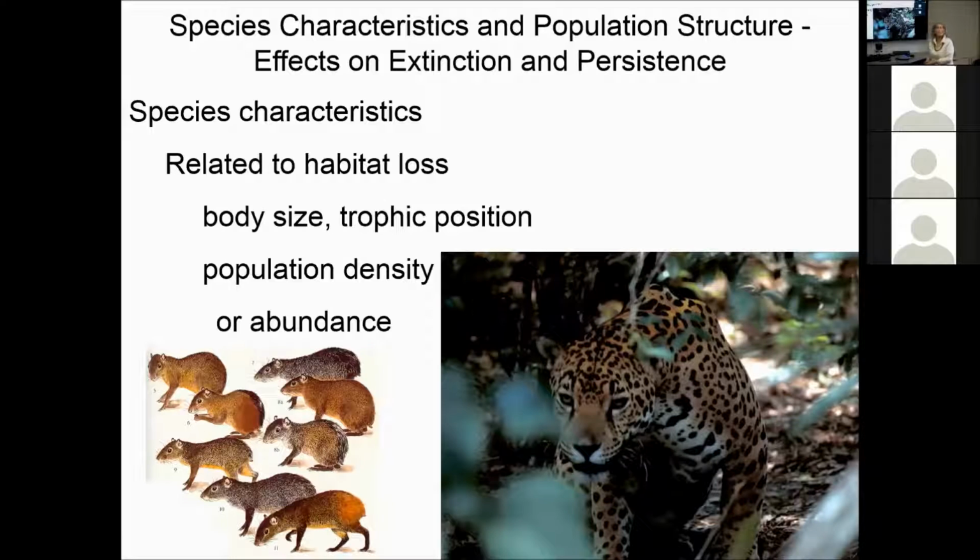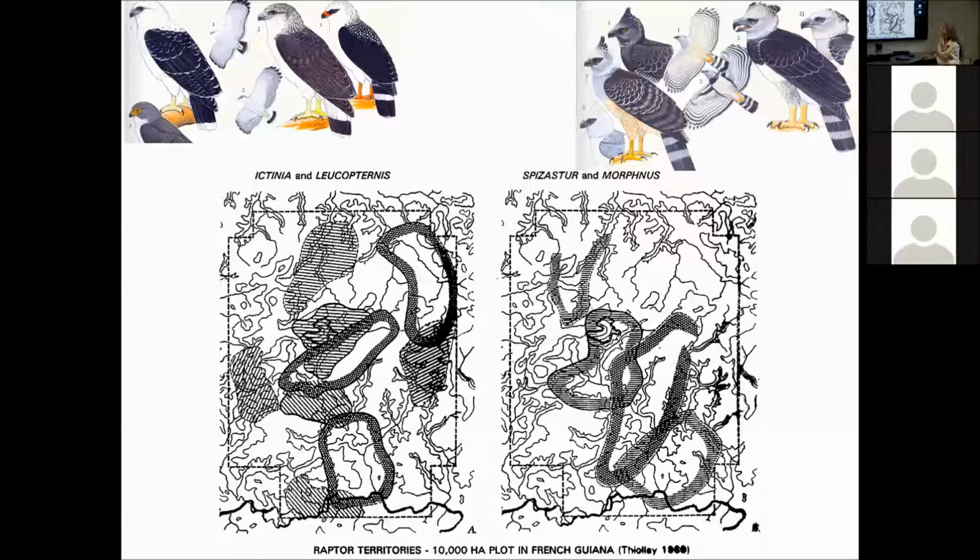So if we look at some of the biological consequences, what are some of the species characteristics? If we look at species characteristics that are related to this habitat loss component of fragmentation, you get species that have large body size, high trophic position like jaguars, meaning they're predators. They're at the top of the food chain, and exist in low population densities or low abundance. Well, these are the species that are susceptible to habitat loss and are usually the first ones that you lose.